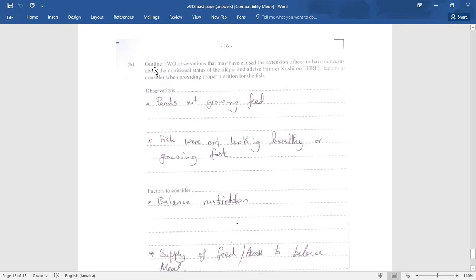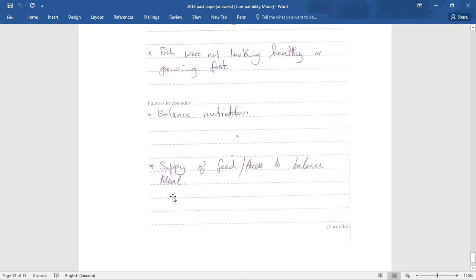Alright, part B of the question. Outline two observations that may have caused the extension officer to have concern about the nutritional status of the tilapia and advise Farmer Kushi on three factors to consider when providing proper nutrition for the fish. Alright, observation: the pond's not growing enough feed, and two, the fish were not looking healthy or growing fast. Alright, factors to consider is a balanced nutrition, and two, the supply of feed, access to balanced meal.